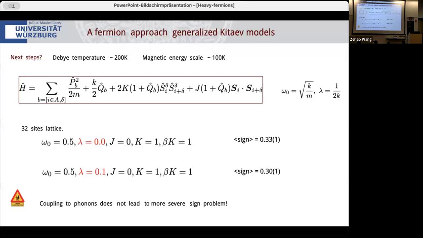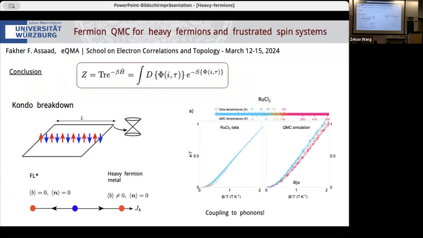We don't understand why the sign does not go down, but we checked, it's correct, and so we're going to try to be able to see the effect of electron phonon at high temperatures for these frustrated spin systems.